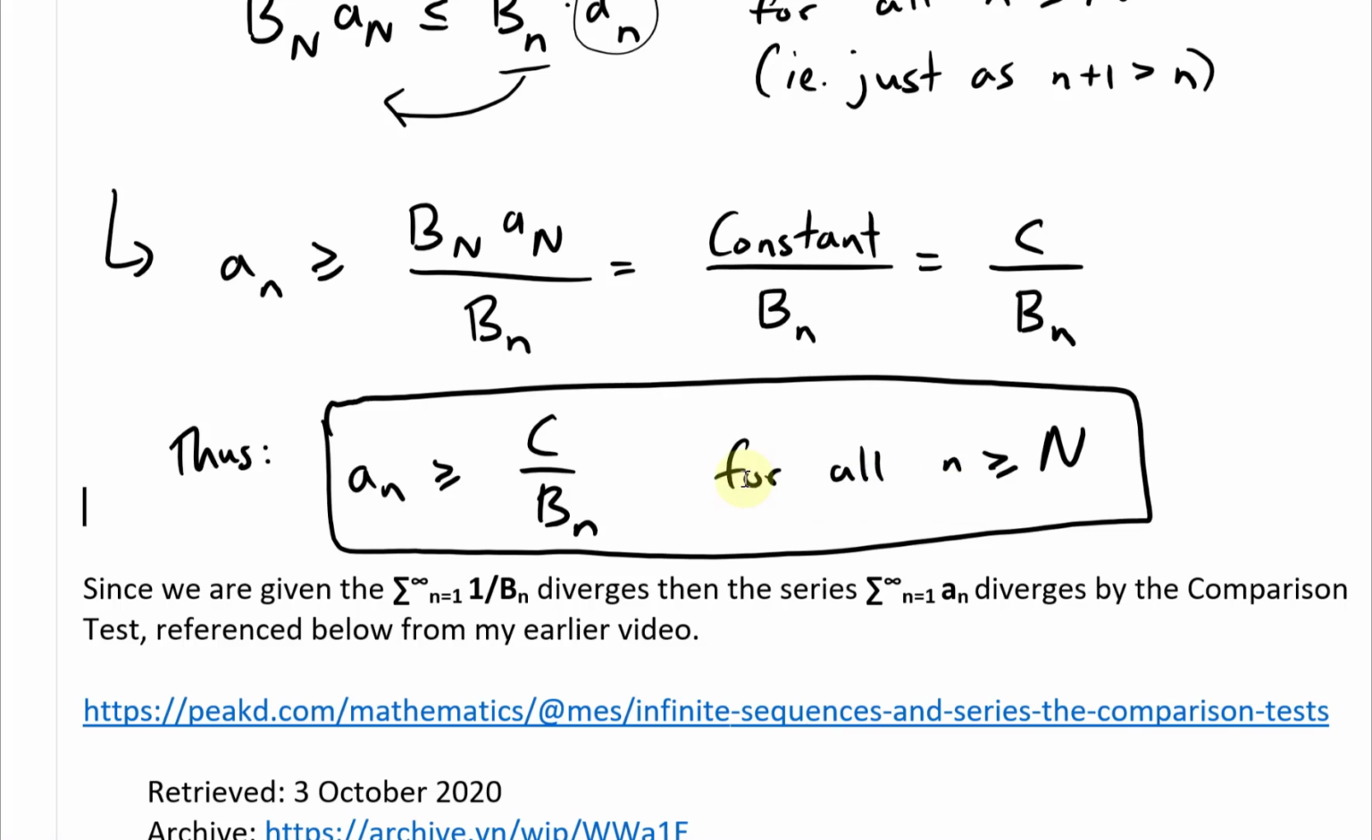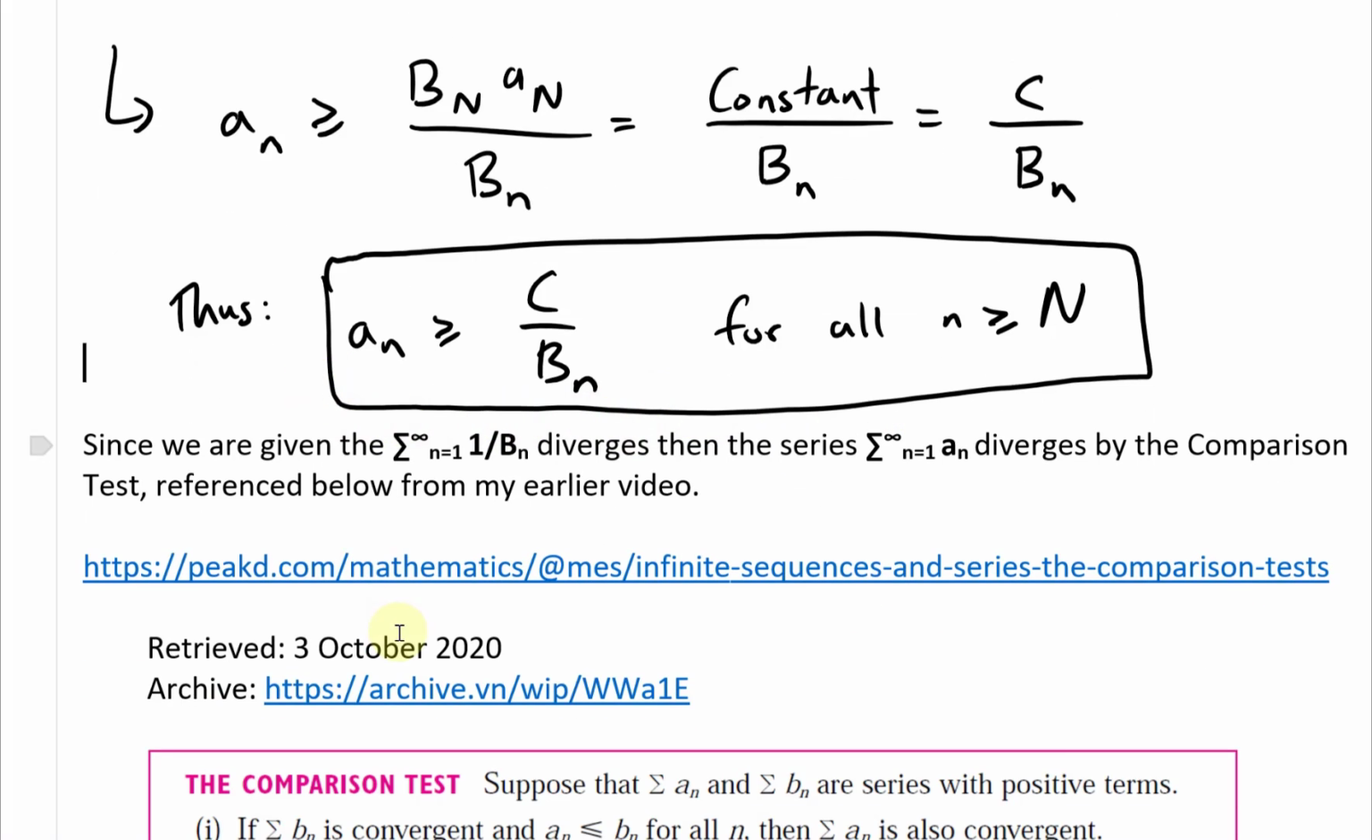Now that we have boxed this out, since we are given that the series from n equals 1 to infinity of 1 divided by bn diverges, based on the test, then the series from n equals 1 to infinity, the summation of the terms an, diverges by the comparison test, because again these terms are always greater than this one, which diverges. Reference below from my earlier videos.